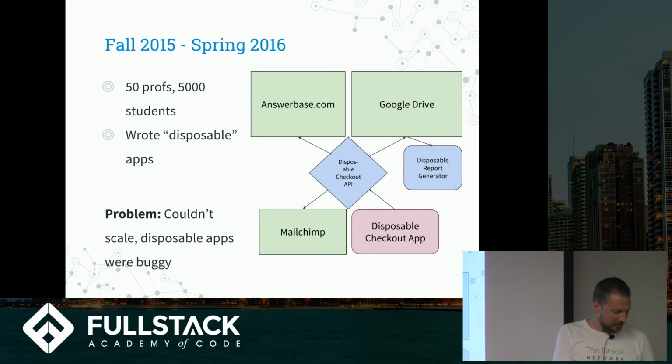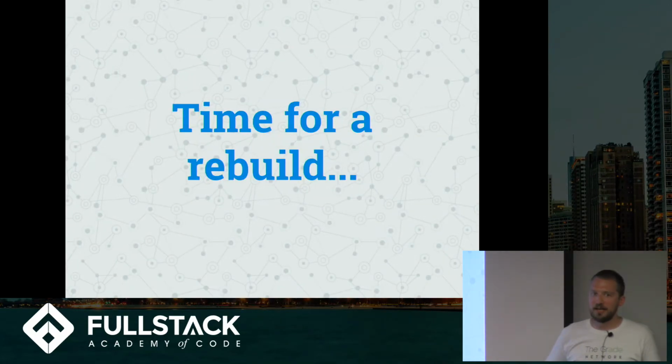The challenge we had there was that we knew this was not going to scale. The disposable services we wrote, microservices, whatever you want to call them, were pretty buggy. We didn't write a lot of tests for them. We knew they were only going to be around for a few months, so we cut corners on them. And that's a trade-off we were willing to make. So we did eventually decide it was time to do a complete rebuild.